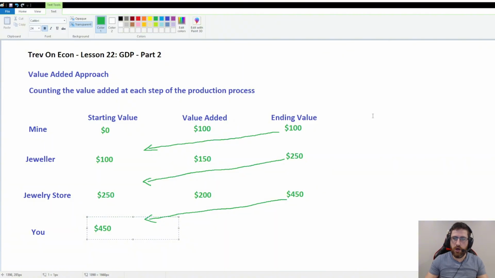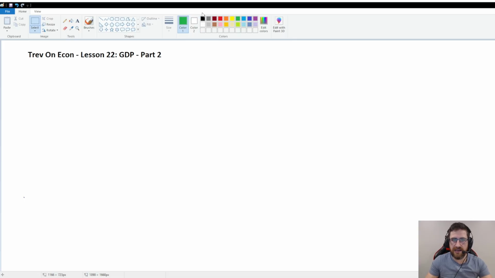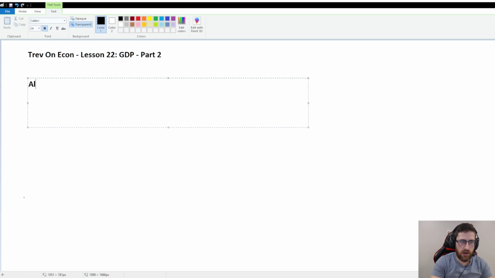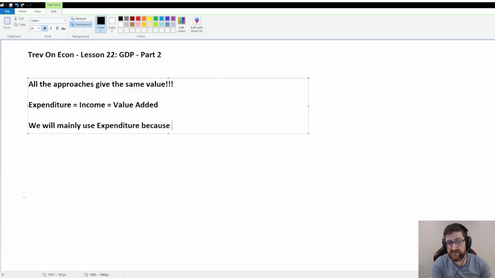Again, all these approaches are valuable. They all kind of show a different thing. But at the end of the day, all the approaches give the same value. Okay? Expenditure should equal income, should equal value added. We will mainly use expenditure simply because it provides the most insight at the highest level.